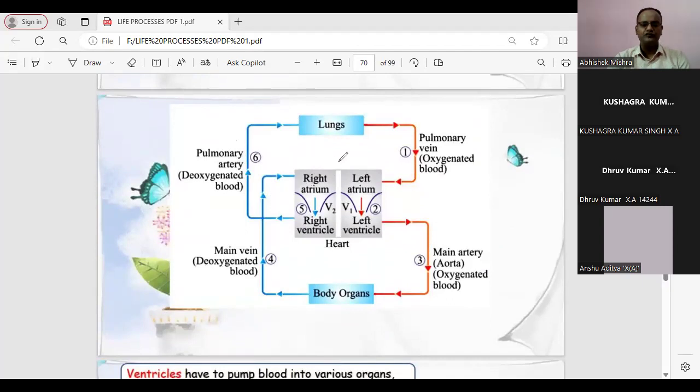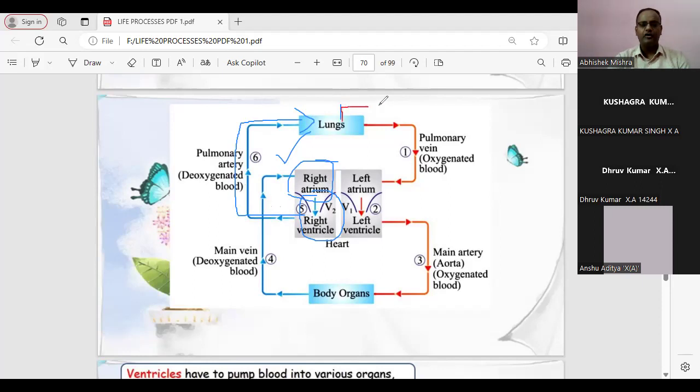Superior vena cava is a tube which brings deoxygenated blood to the right atrium. When the right atrium is filled up, the valve which acts as a guard between the atrium and the ventricle gets open, and the blood now enters into the right ventricle. From the right ventricle, through the pulmonary artery, the deoxygenated blood goes to the lung. What is the purpose? To get oxygenated.